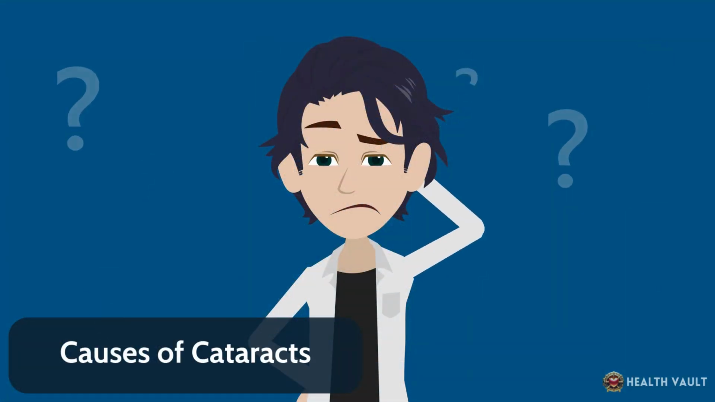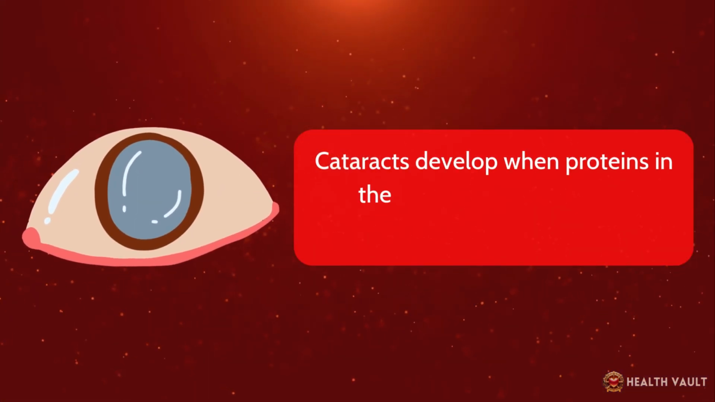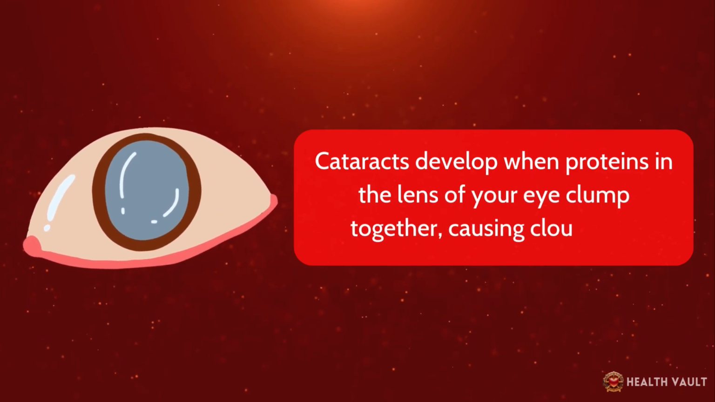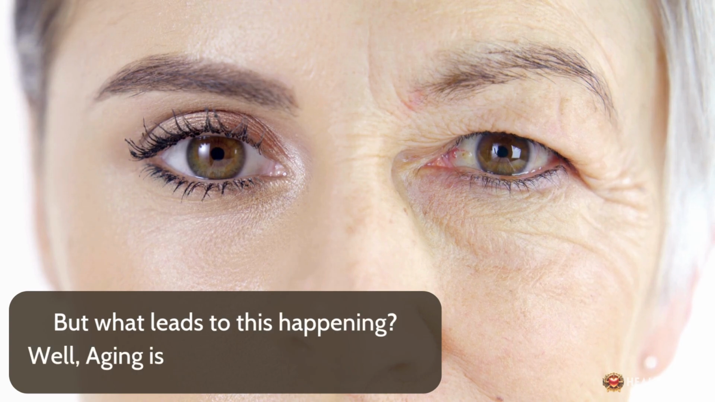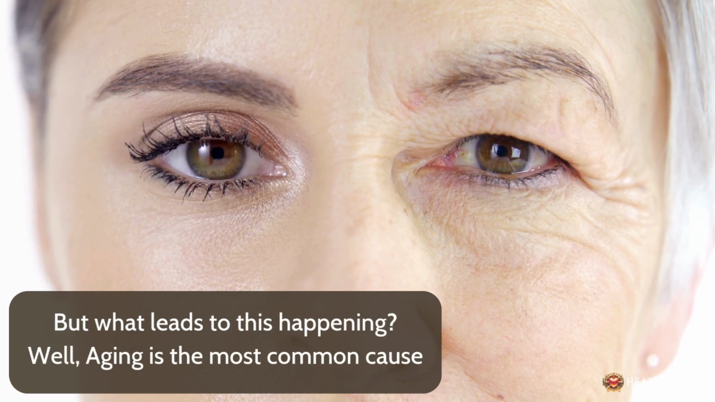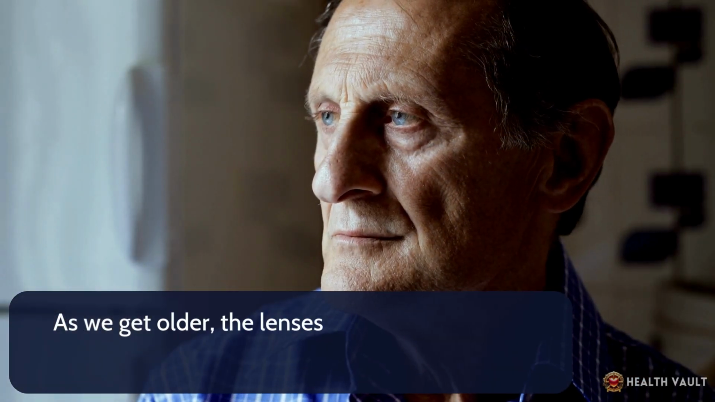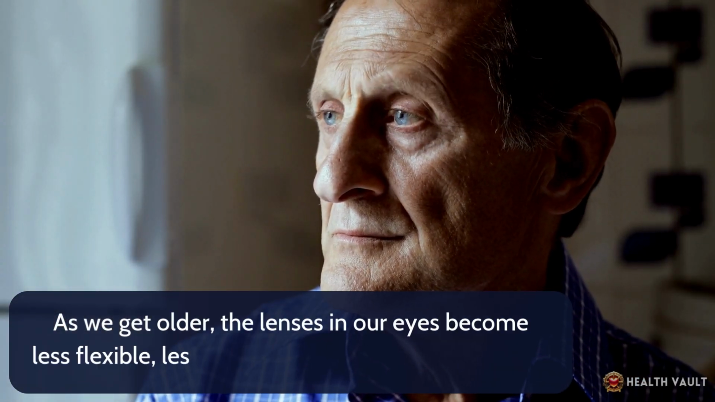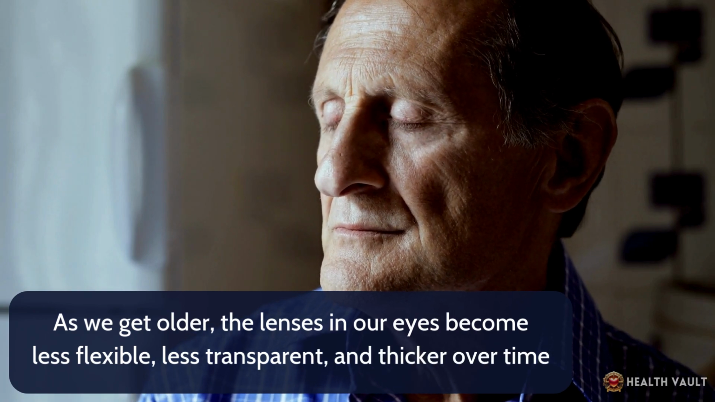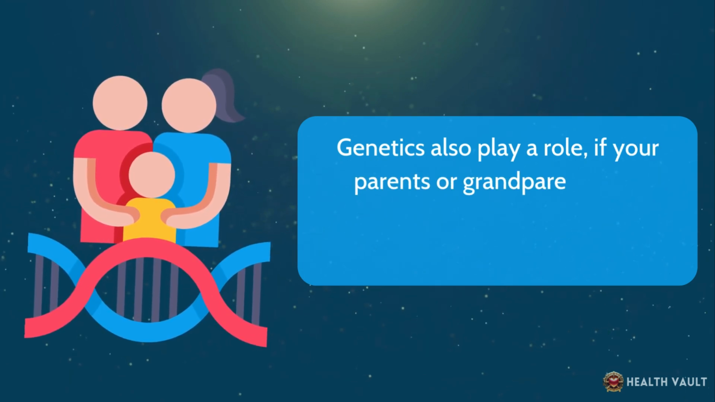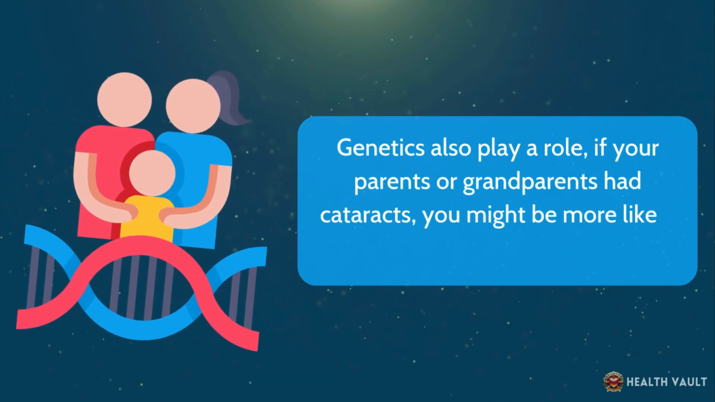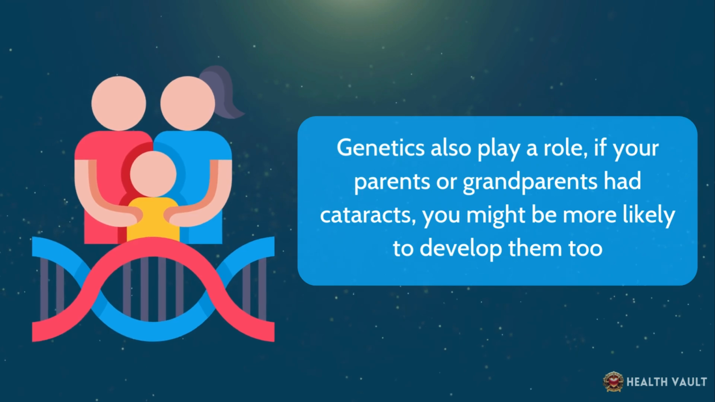Causes of cataracts. Cataracts develop when proteins in the lens of your eye clump together, causing cloudiness. But what leads to this happening? Well, aging is the most common cause. As we get older, the lenses in our eyes become less flexible, less transparent, and thicker over time. Genetics also play a role. If your parents or grandparents had cataracts, you might be more likely to develop them too.